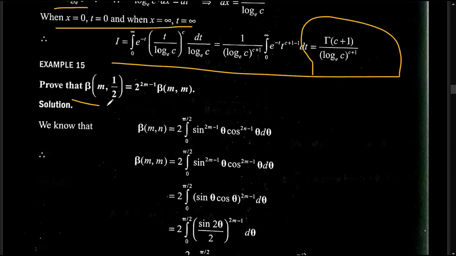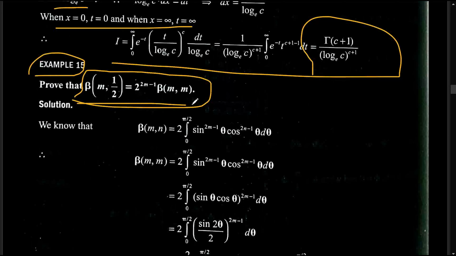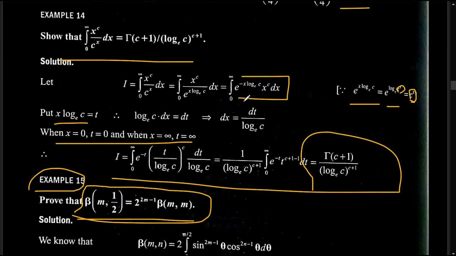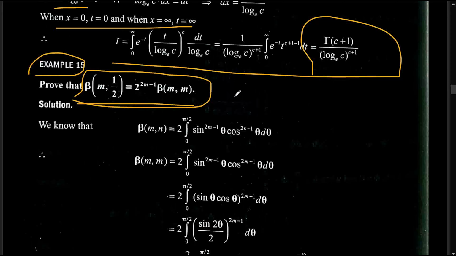And now we have proved this, an important thing. You can even remember it as a formula, because in many places you have to use this. So example 15 is very important. You can remember this as a formula as it is. Other things are not needed, but this is a little important. So beta of m comma n is equal to this. We know that this is the actual formula.